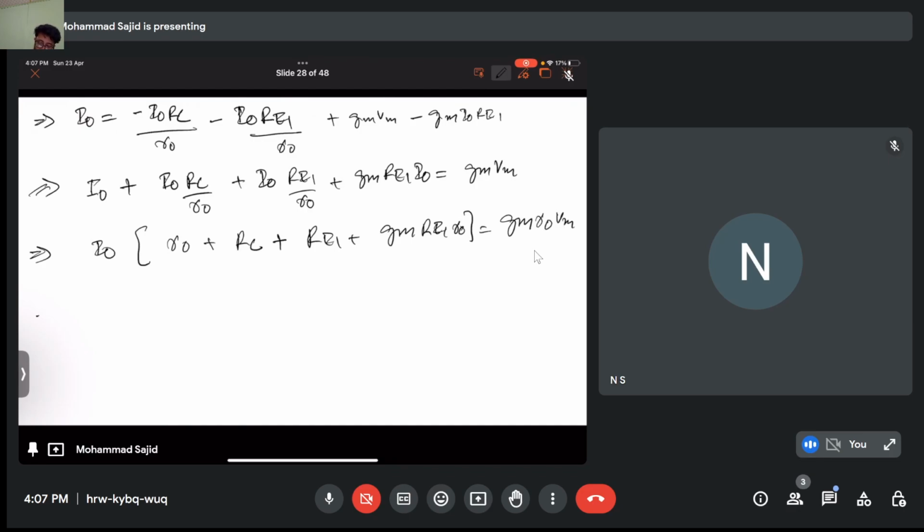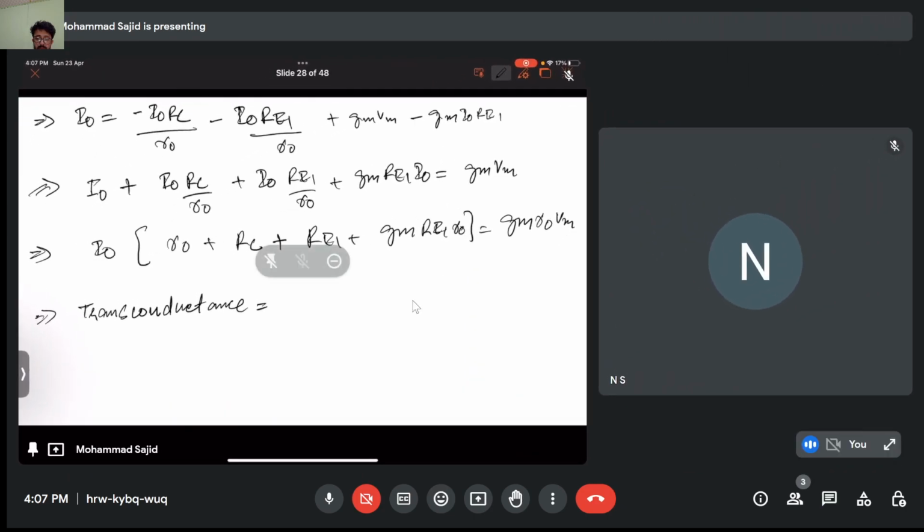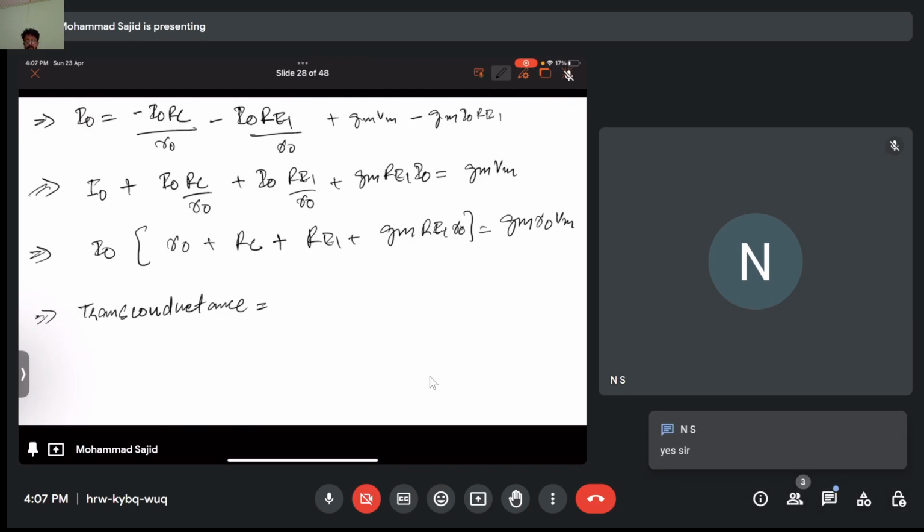So can you tell me what is the formula for transconductance and what is transconductance? Simple conductance is current divided by voltage. It's the opposite of resistance. Resistance is voltage divided by current. So your conductance is current divided by voltage, but it is transconductance. So what will be the transconductance?